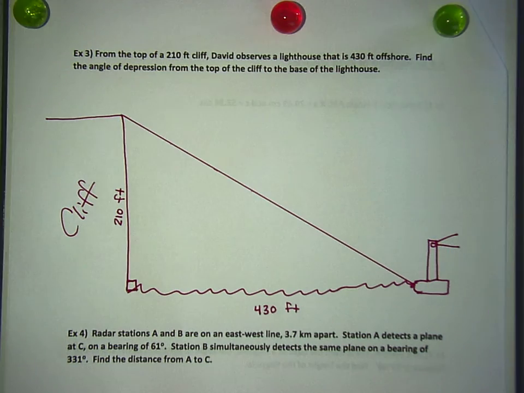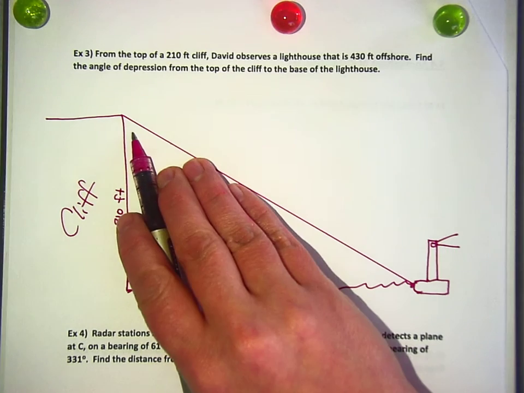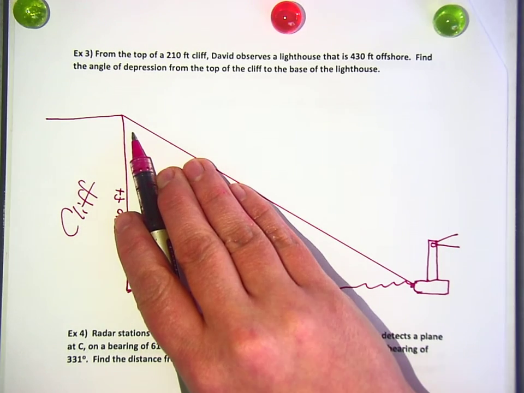And we need to find the angle of depression from the top of the cliff to the base of the lighthouse. Okay, this is a hard question. Where's the angle of depression? Mason, top left, right here? Yes. No. I know, isn't that crazy?